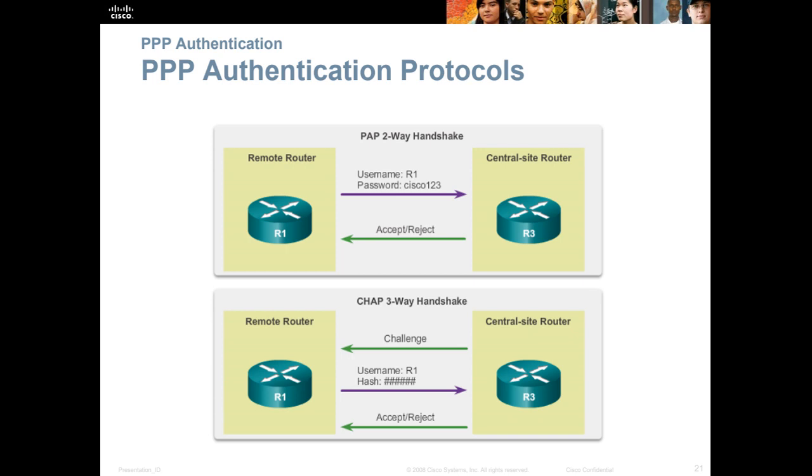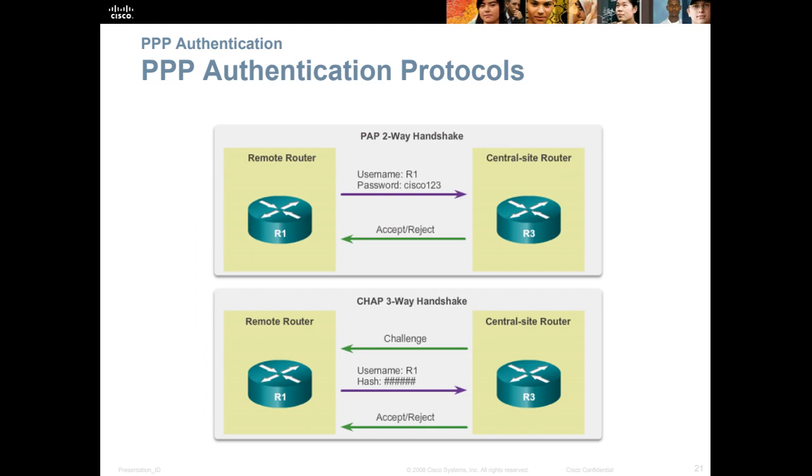Here we try to learn more about PPP and CHAP and PAP, okay? The authentication, we have PAP, two-way handshake, username R1, password Cisco123, all in text. Okay, so R1 sends this information, R3 will accept or deny. That's it. So it's not secure.